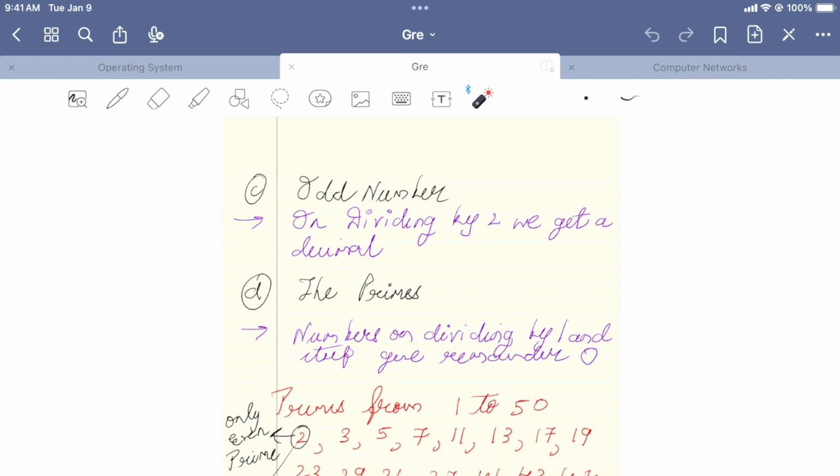Now primes. The numbers that are divisible by only one and itself are called primes. So a prime will always have only two factors, one and itself. Remember, 2 is the only even number that is prime. So prime numbers from 1 to 50 are 2, 3, 5, 7, 11, 13, 17, 19, 23, 29, 31, 37, 41, 43, 47. Total in all 15.